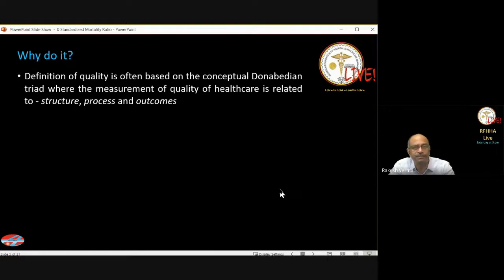So what we discussed in the beginning of this session, that we need to look at the teams and the infrastructure, that becomes the structure. Then we need to look at the processes of care that are there, so we look at the processes, and obviously the outcome is considered when we talk about quality.